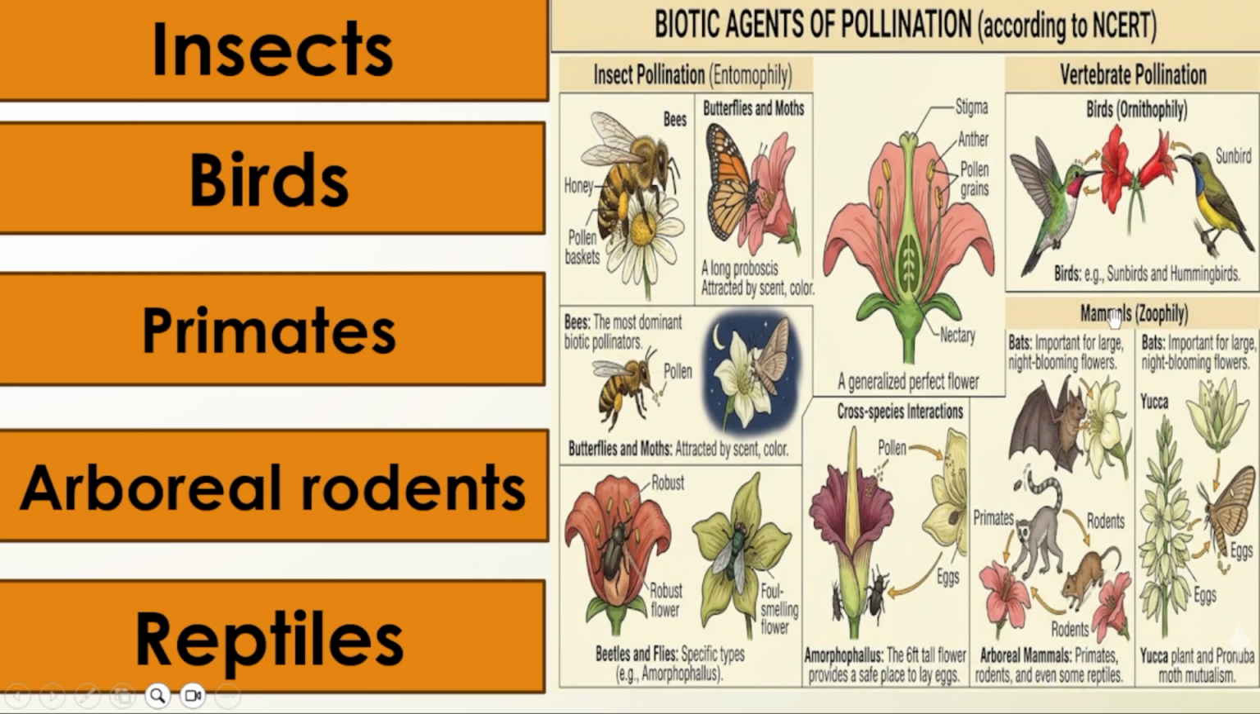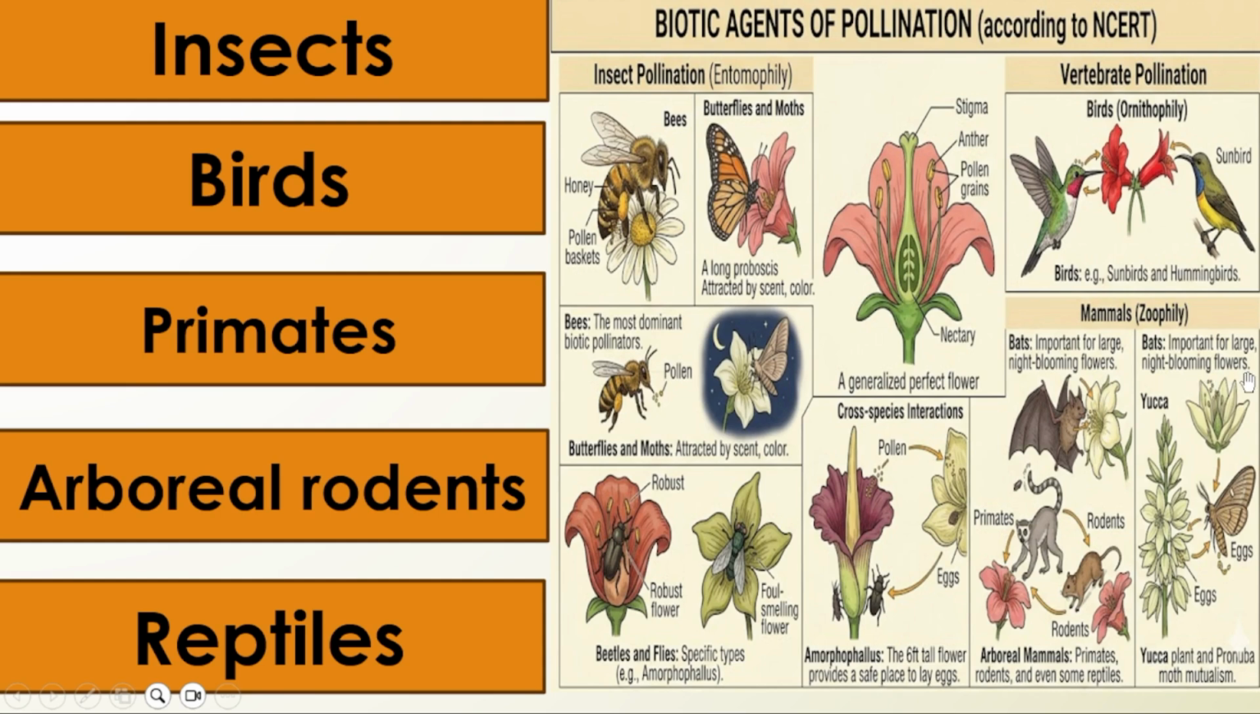Okay, next, if the pollination takes place by mammals, then it is called zoophily. Examples are bats, some primates, and rodents. These are the rodents, and this one is the primate. Arboreal mammals like primates, rodents, and even some reptiles. Bats are important for the large night blooming flowers.